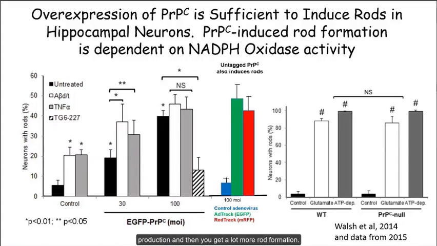The interesting thing is that you can form rods completely in the absence of the prion protein by using other inducers. So rods are also induced by glutamate. So excitotoxic responses don't require the same pathway. They're not prion dependent. So there are multiple pathways for rod formation and probably different pools of reactive oxygen. These pathways probably require NADPH oxidase. Glutamate excitotoxicity may require mitochondrial release of reactive oxygen.